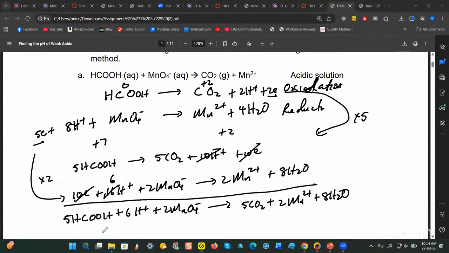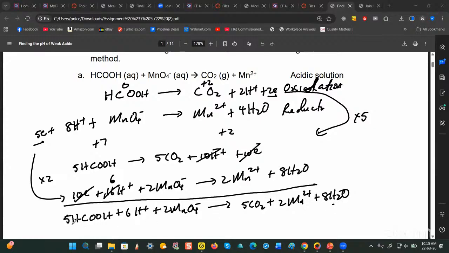But of course, I always tell my students, when you get to this stage, you check to make sure that everything balances, including the charges, right? So let's do that. Starting off with the hydrogens. Now, we have a total of 10 hydrogens here, plus 6, so that's 16 hydrogens, and that balances with the 16 hydrogens on the right, all right?